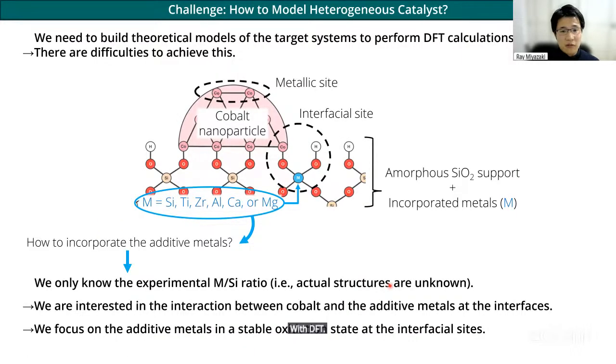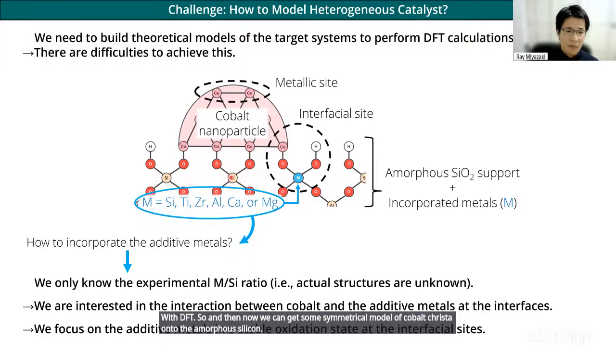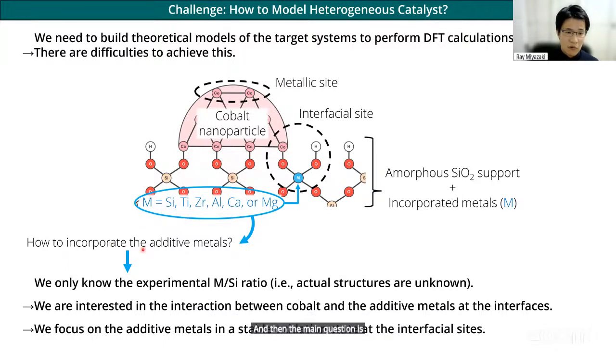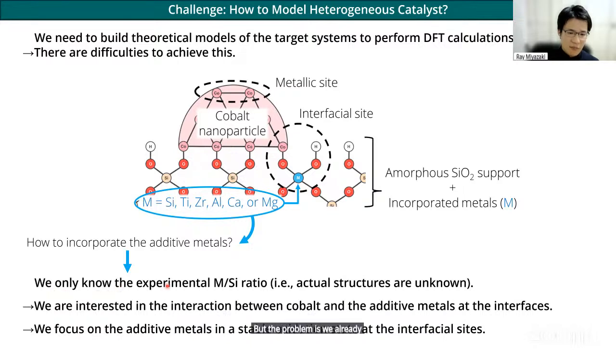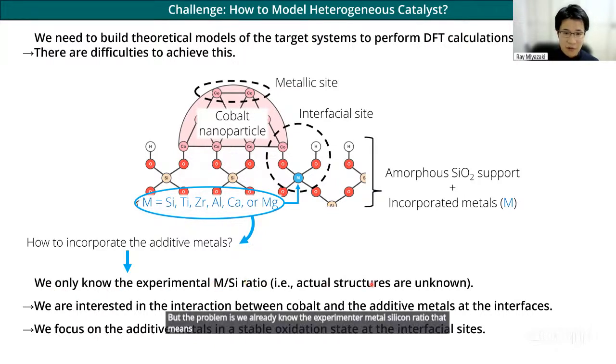So now we can get a theoretical model of a cobalt cluster on the amorphous silica. The remaining question is how to incorporate the additive metal to represent the difference of the support material. But the problem is we only know the experimental metal-silicon ratio. That means the actual structures are unknown.